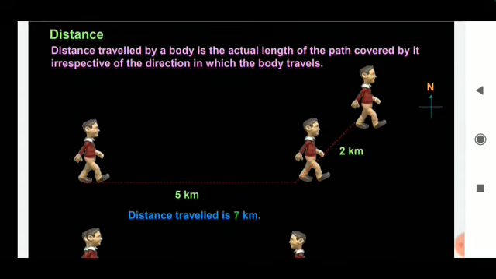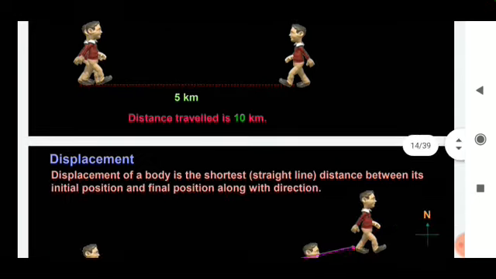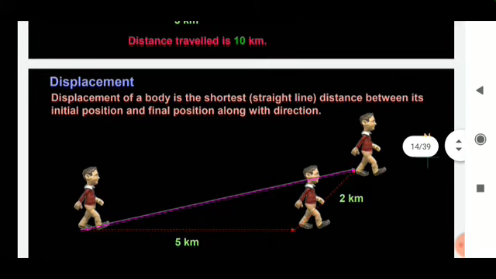After that he has changed his direction. So he is moving towards the north 2 kilometers. So the total distance travelled is 5 plus 2, 5 kilometers plus 2 kilometers is nothing but 7 kilometers. So here, once again, he is coming back along the straight line. He has moved 5 kilometers, and once again he is coming back the 5 kilometers. So totally 5 plus 5 is 10 kilometers. So what is the distance traveled by the person here? It is 10 kilometers.